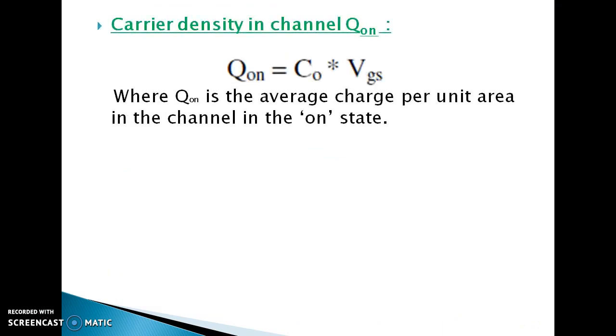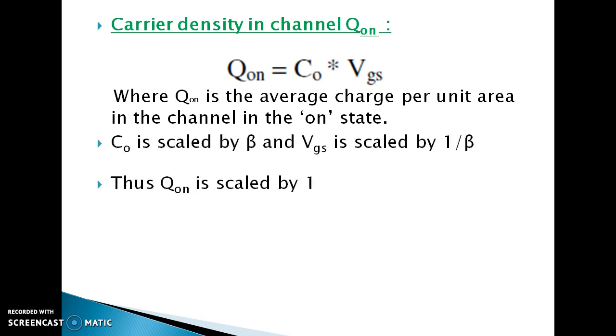Now carrier density in channel, that is Q on. The Q on is defined as Cox into Vgs, so the average charge per unit area in the channel in the on state. We know that Cox is scaled by beta and Vgs is scaled by 1 by beta. Therefore Q on equal to Cox into Vgs is scaled by simply 1. That means there is no change for Q on.